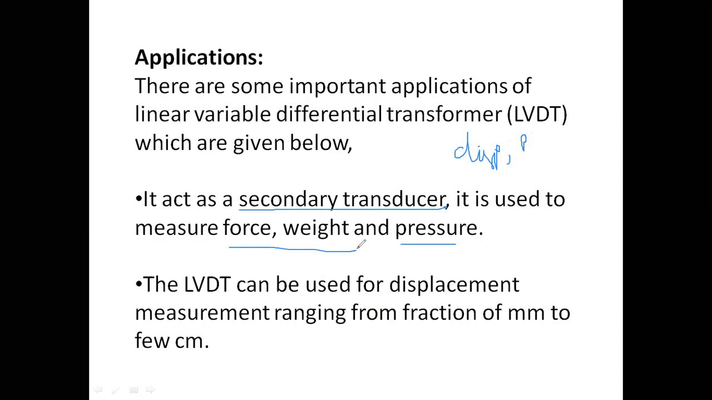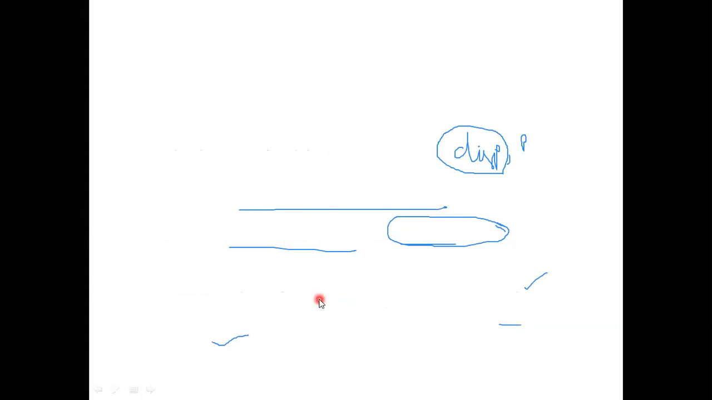But mostly this LVDT is used to measure displacement and pressure. Okay, why? Because there are plenty of instruments to measure weight and force also. Okay, so mostly it is used to measure displacement and pressure, and we can use it to measure force and weight also. Mostly it is used to measure displacement, right? From 1/10 of millimeter to a few centimeters. Okay, this is the range of the LVDT.